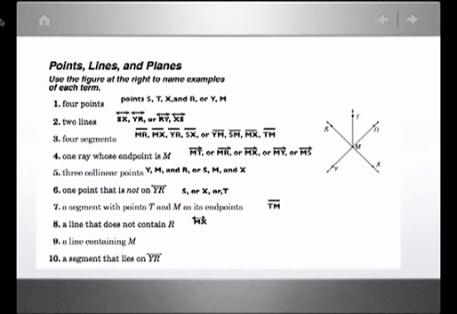How about a line that contains the point M? There's lots of them. Our last one asks for a segment that lies on the line YR. We could either look at the segment YM, or the segment MR, or the segment YR itself.